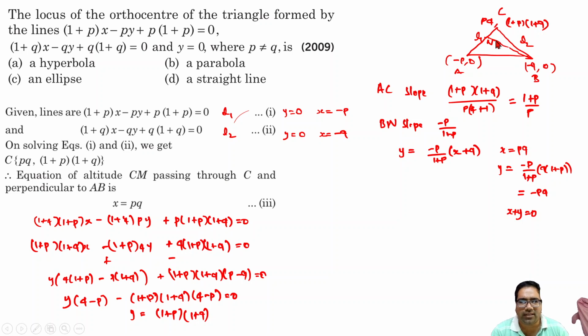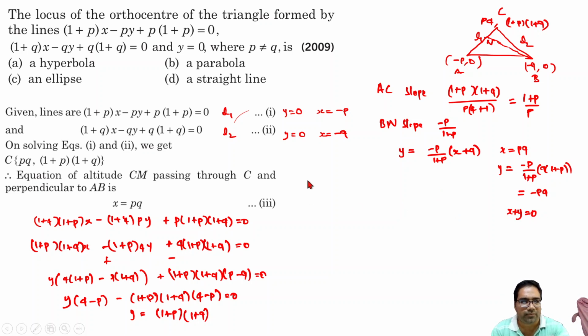The vertical line x is anyway pq. So if you substitute this pq here, we are getting y as minus p by (1 plus p) into (pq plus q). That is nothing but q into (p plus 1), so this and this will get cancelled. y will be equal to minus pq. So when x equals pq, y equals minus pq. What does it mean? x plus y should be equal to 0. That is the equation of the line that we are looking for.